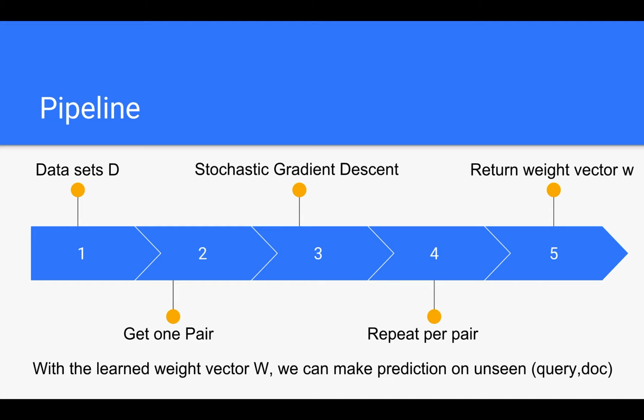For the specific pipeline, we have five steps. For the first step, we need the datasets. We call it D. Then we will get a pair of document vectors from those datasets with scores and relevance. Then we will apply SGD algorithms on those pairs and repeat the process for each pair. Finally, we will have the weight vector to leverage the ranking scores.